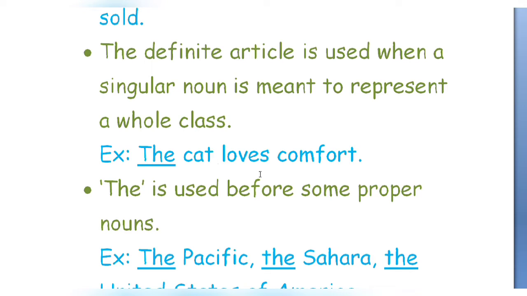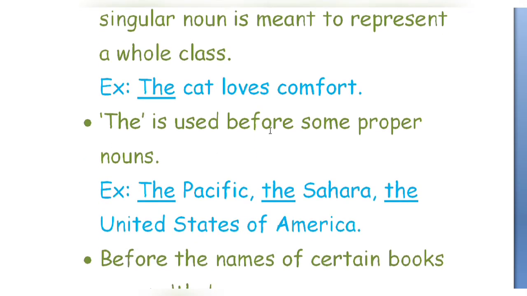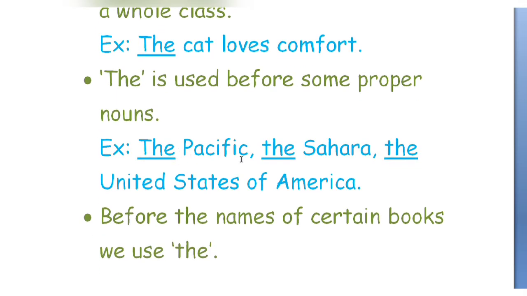Like you say, the dog is a faithful animal. Now you're not saying one particular dog. You're not referring to my dog or your friend's dog. In general, you're saying that the dog is a faithful animal. You say the dog. Here, by saying that, you are referring to all the dogs. Now, the is used before some proper nouns. For example, the Pacific, the Sahara, the United States of America.